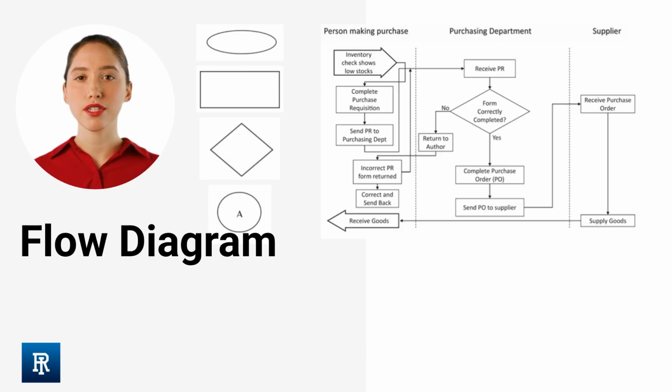If approved, a purchase order is issued. If not, the request is sent back for revision. This entire workflow can be captured in a flow diagram to uncover inefficiencies.